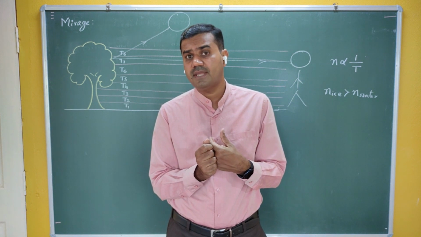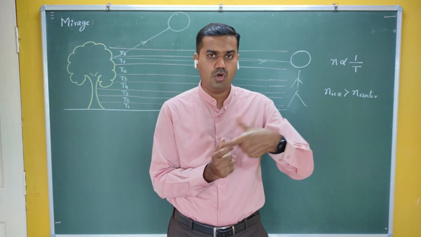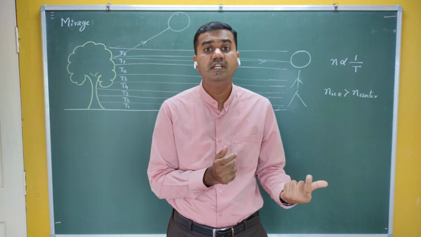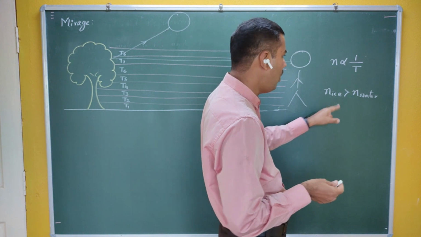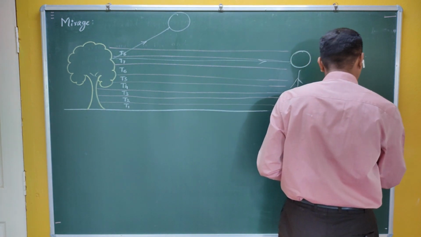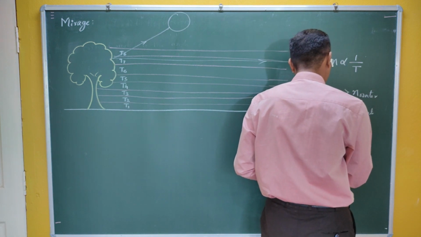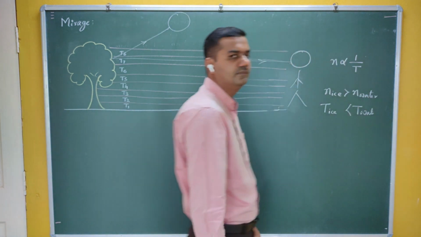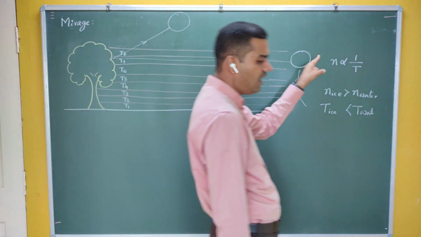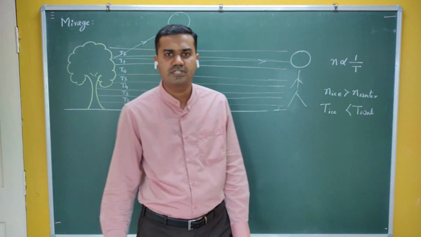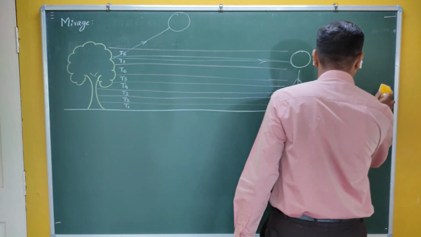But what about the temperature? When you go from ice to water, the temperature increases. Therefore, the temperature of water is greater than the temperature of ice. So is it correct? How do refractive index and temperature depend? They are inversely proportional.